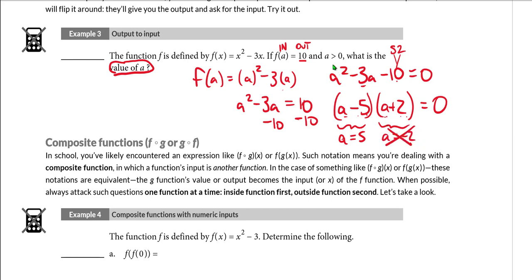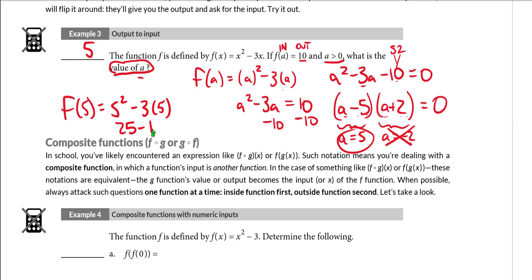This is irrelevant because they tell me that a is greater than 0. So the value of a must be 5. Is that what they were asking me? Yes, it is. And I am done. So when 5 goes into this function, let's actually check it. f of 5 equals 5 squared minus 3 times 5. What is that? 25 minus 15.